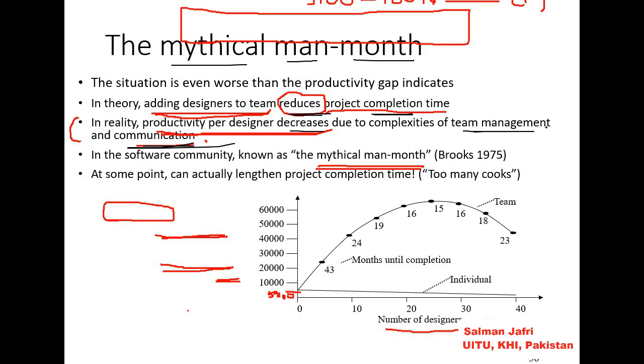And when you're communicating with a large team, there can be difficulties like improper communication that can result in more problems rather than benefits. In the software community, we call this the mythical man-month, and at some point this effect can be so bad it can even lengthen the project completion time.